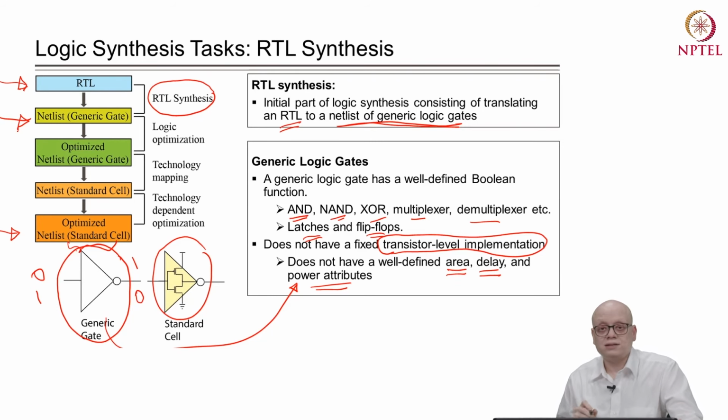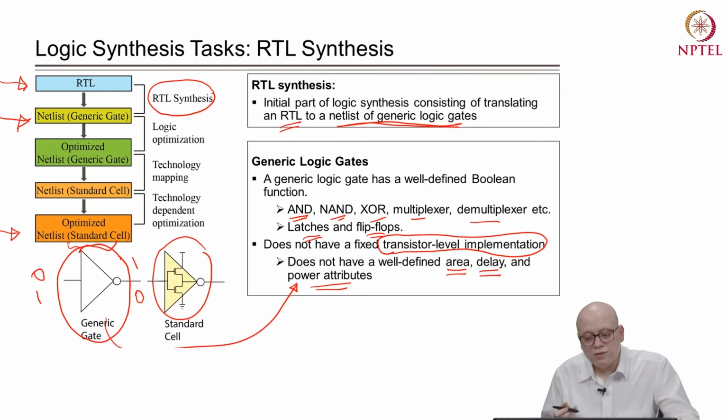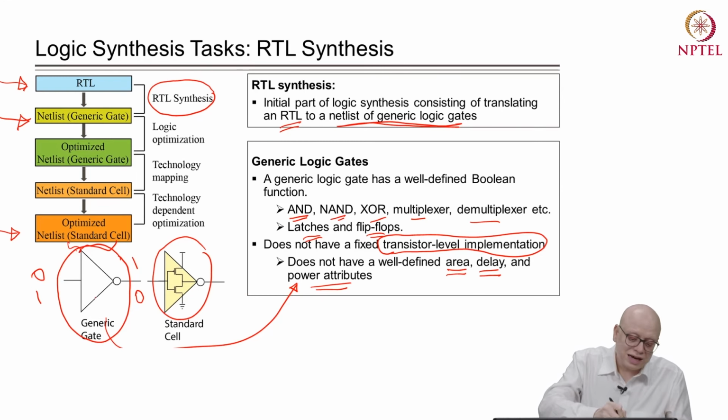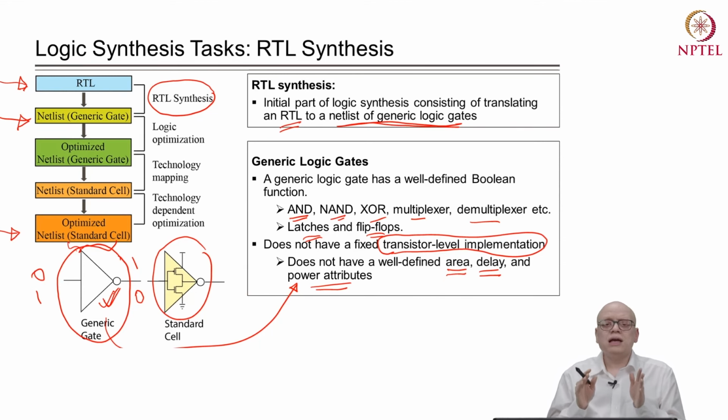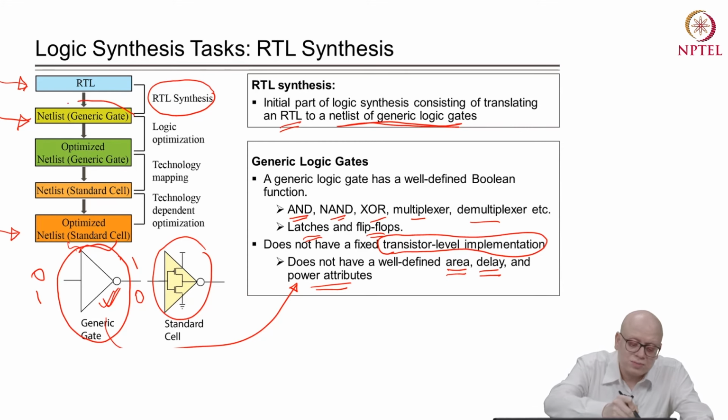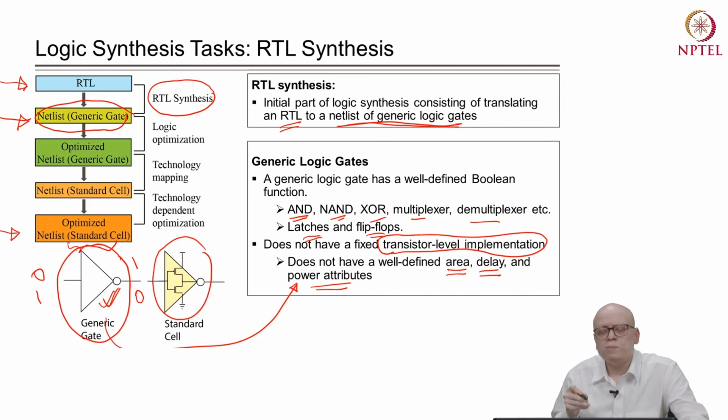So, in the RTL synthesis step, that is the first part, what we do is translate an RTL construct in the given RTL design that we give as input to the logic synthesis tool. That gets translated in terms of generic logic gates, like AND, inverter, buffer, and those kinds of generic logic gates will be used while generating this netlist. So, the major task in RTL synthesis is translation of the Verilog constructs to the corresponding hardware.